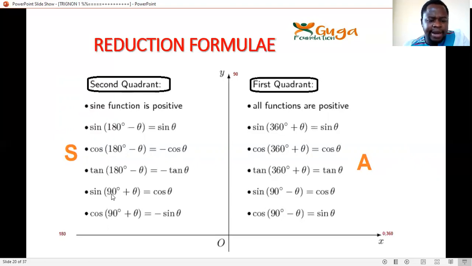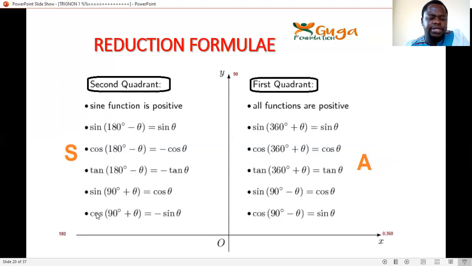Sine of 90 plus theta, which quadrant? 90 plus theta is here in the second quadrant. Is sine there positive or negative? Sine there is positive. Okay, is it a cofunction? Yes, it will be cos theta. So 90 plus theta, which quadrant?